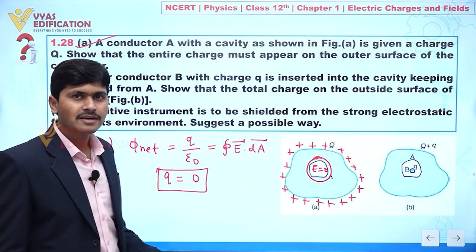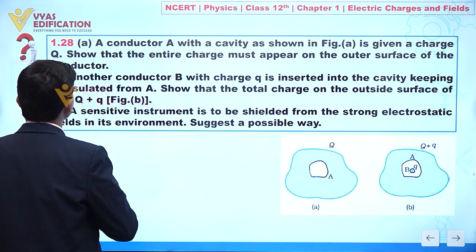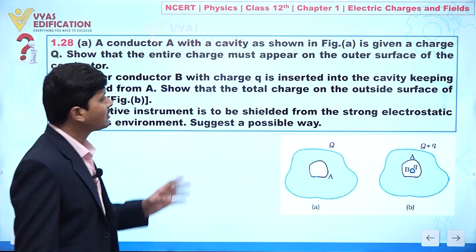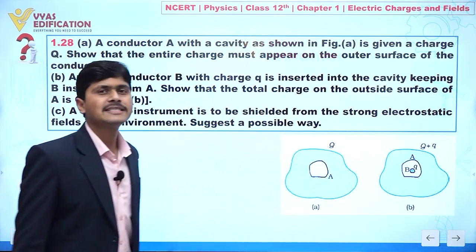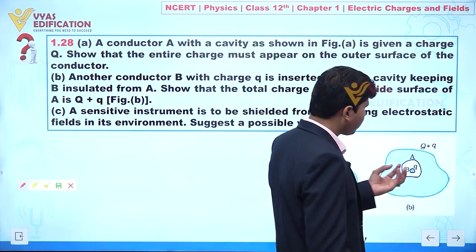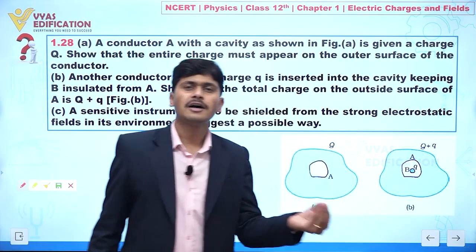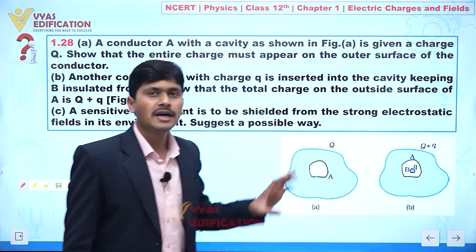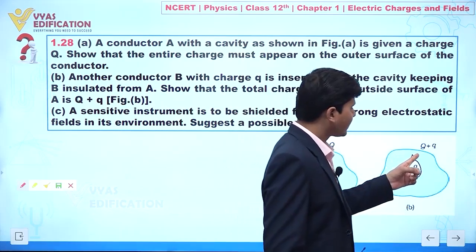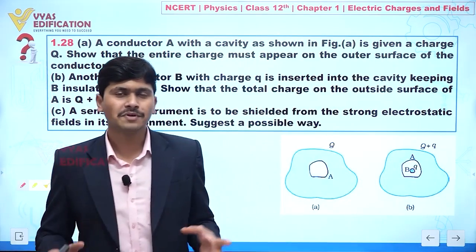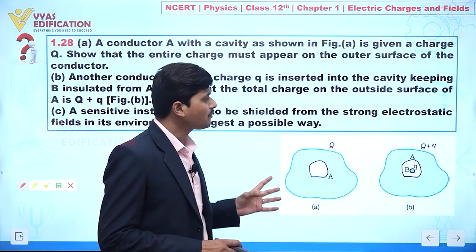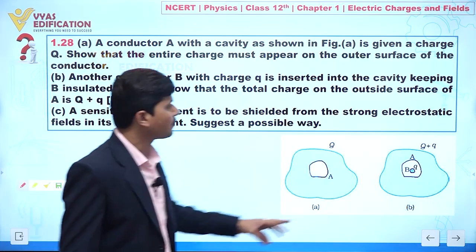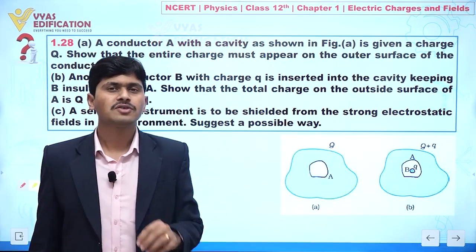Now let's suppose the situation changes. In situation B, another conductor B with charge small q is inserted inside the cavity. Now we are placing a conductor here and providing it a charge small q. And the important part is that conductor A and conductor B are isolated from each other. Now we have to prove that the total charge on the outside surface is capital Q plus small q. So now what do we do?